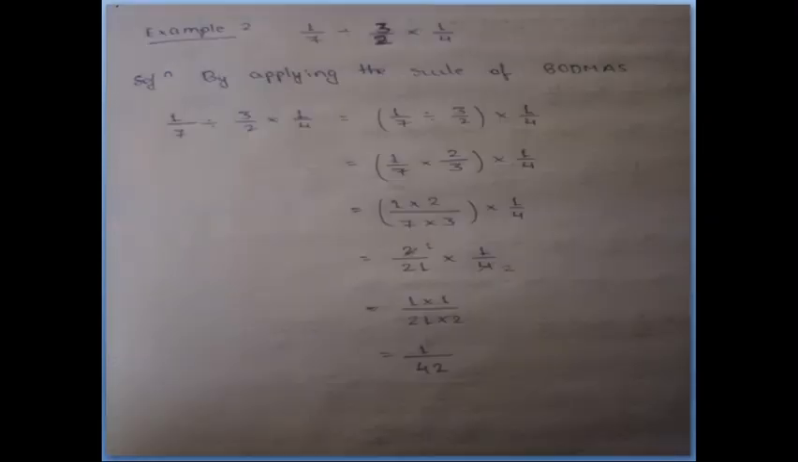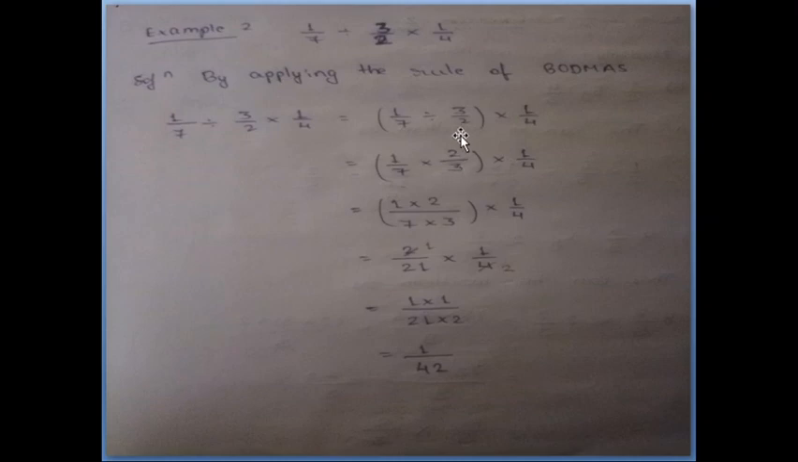Then another example, that is 1 by 7 divided by 3 by 2 into 1 by 4. So here also we will apply the rule of BODMAS. So it can be written as 1 by 7 divided by 3 by 2, into 1 by 4. As we have to perform the division first, we have written this in the form of a bracket. So then 1 by 7 into 2 by 3.